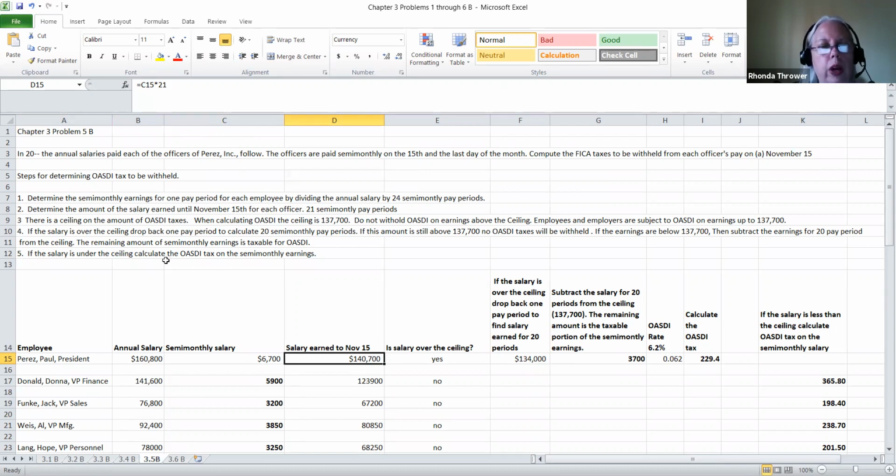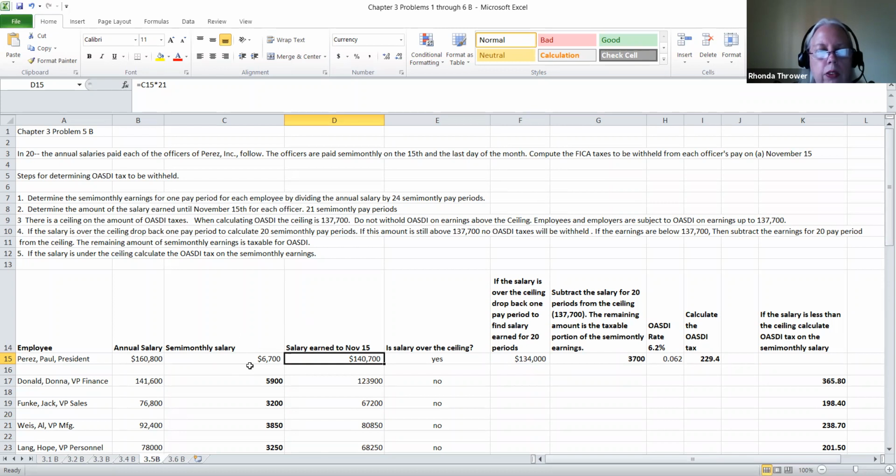And then what you have to do is determine if there's a ceiling on the OASDI taxes. Remember, the ceiling was if they go over 137,700, you no longer tax for OASDI Social Security taxes. So I made up a chart here.